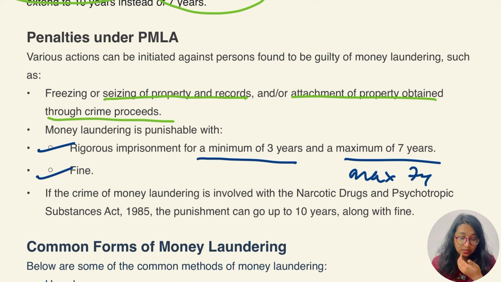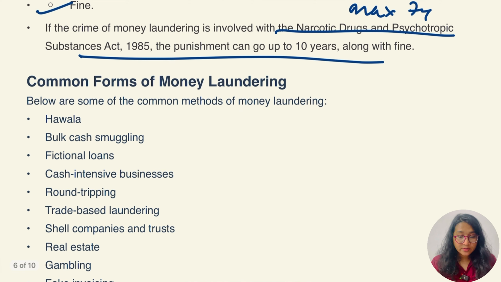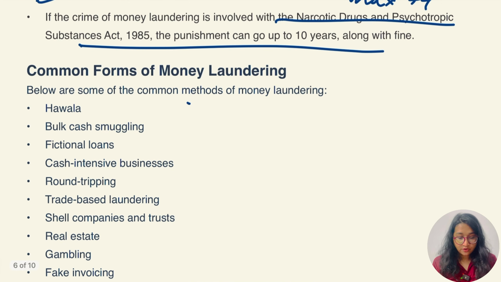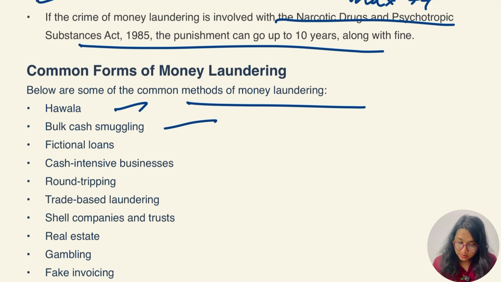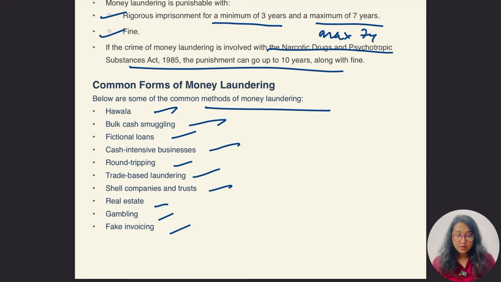Fine, if the crime of money laundering is involved, definitely we have covered this, it's going to be up to a maximum of 10 years. Okay, what are the common forms of money laundering now? Below are some of the common methods of money laundering: hawala, bulk cash smuggling, fictitious loan, cash intensive business, round tripping, trade based laundering, shell companies and trusts, real estate, gambling, and fake invoices. Okay, some I have already covered earlier. So let's go with the other part.